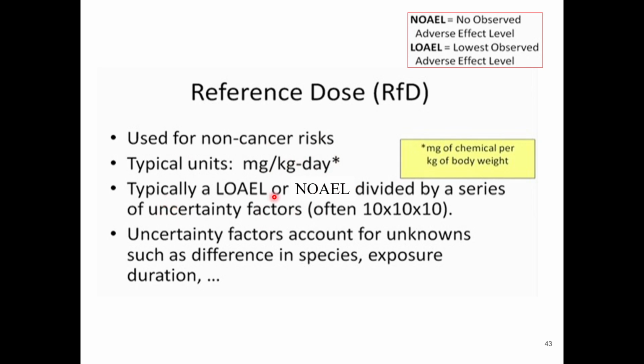And it is typically derived from a LOAEL or NOAEL. As we studied, for converting from animal to human values, the LOAEL or NOAEL from the animal studies is divided by a series of uncertainty factors, often between 10^3 and 10^4. The uncertainty factors account for unknowns such as differences in species, exposure duration, extrapolation, and many other factors.